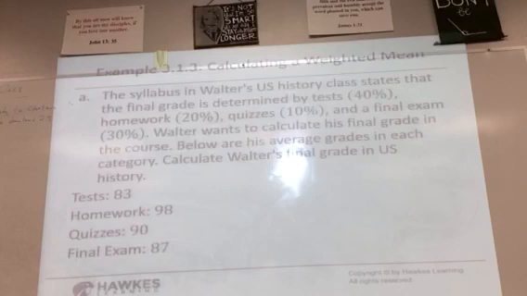All right, so now let's go ahead and do an example. There's going to be, I think, a couple parts to this. There's part A and part B. So let's worry about part A first, calculating a weighted mean. The syllabus in Walter's U.S. History class states that the final grade is determined by tests, which are 40%, homework, which is 20%, quizzes, which are 10%, and the final exam, which is 30%. Walter wants to calculate his final grade in the course, below are his average grades in each category. Calculate Walter's final grade in U.S. History. And then those are the grades.